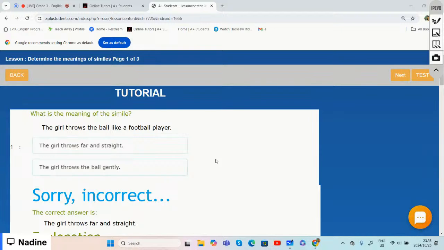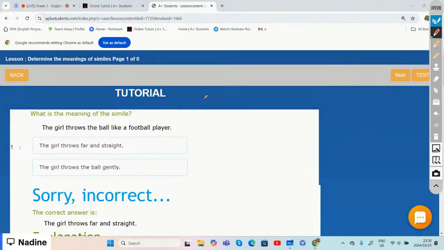All right. And if we say the girl throws the ball like a football player, then we will go with the first option, which says the girl throws far and straight, meaning that she's got a good arm to throw that ball far and straight. So well done. Yes, the first option is correct.